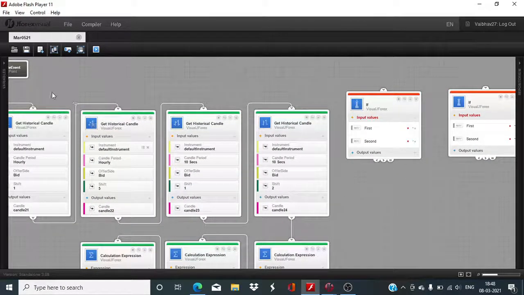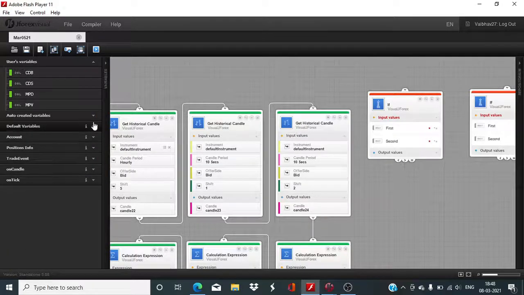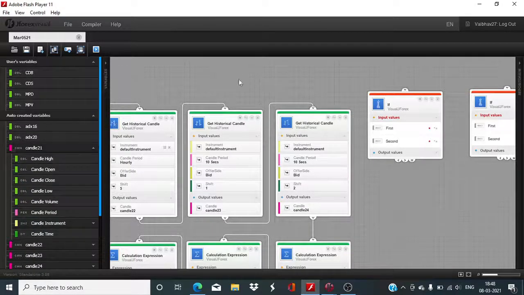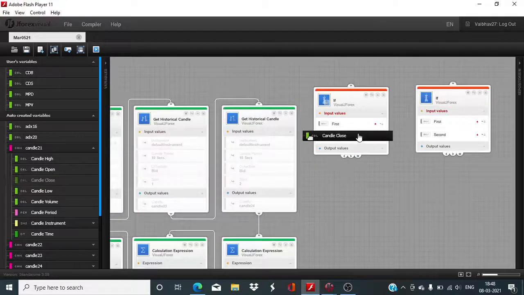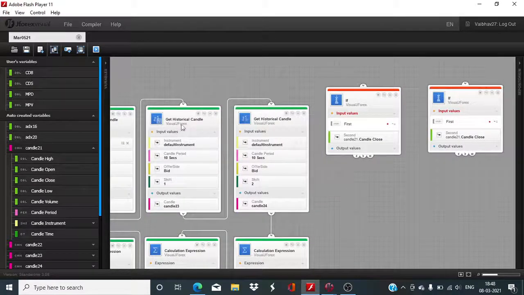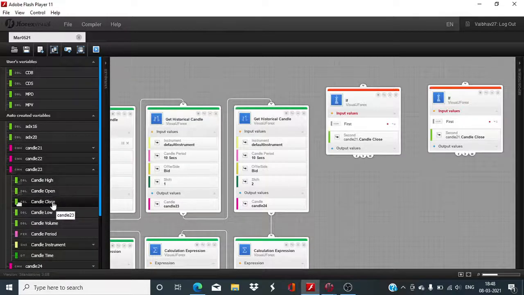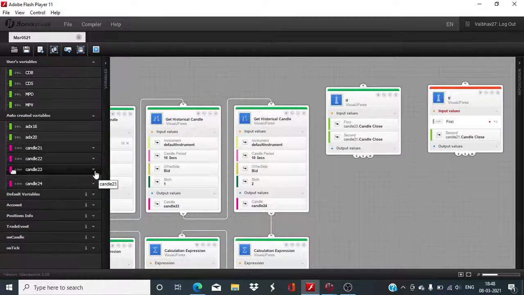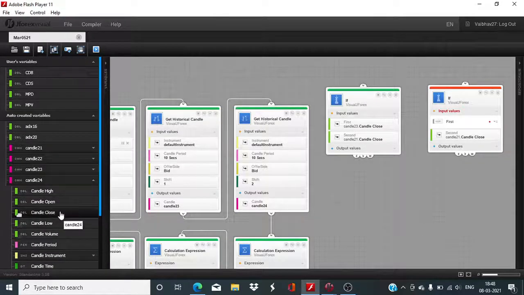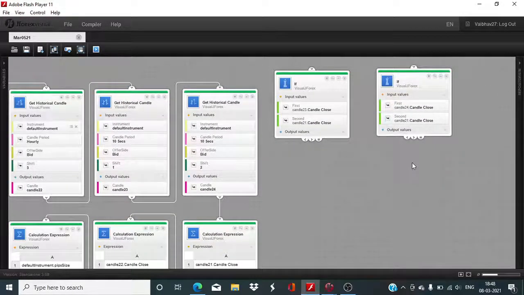Here candle 23 closing value should be higher compared to the candle 21's closing. So we have to now take candle 21's closing value in both these blocks and compare it with candle 23 and candle 24. Okay.